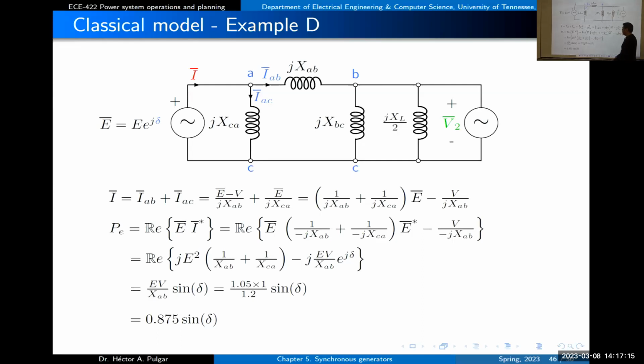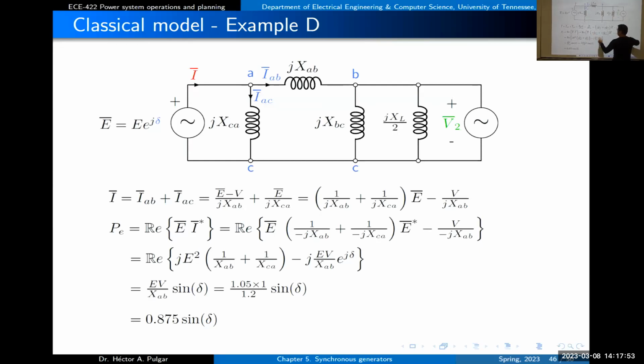We do the multiplication: 1 over negative j is just j. We put j there. E times E conjugate is just the magnitude of that phasor squared, E squared. And this term is just there because we factorized it by j. The second term, this is going to be 1 over negative j, which is just j. And then you have E times B divided by that reactance.